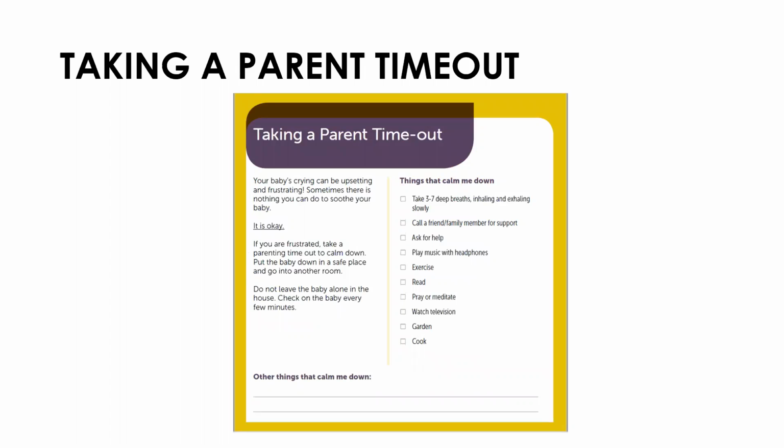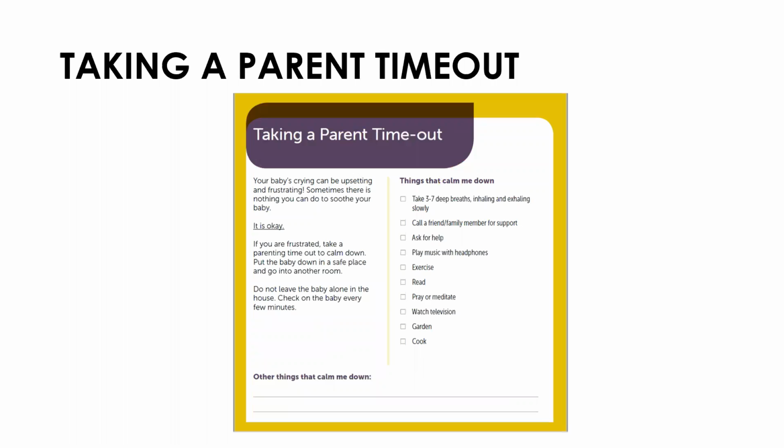This section is meant to follow the soothing section. Remind maternal caregivers that it is not their fault if they have a high crying baby, and provide strategies for a parent timeout when needed. You can say, your baby's crying can be upsetting and frustrating. Sometimes there is nothing you can do to soothe your baby. It is okay. If you are frustrated, take a parent time out to calm down.